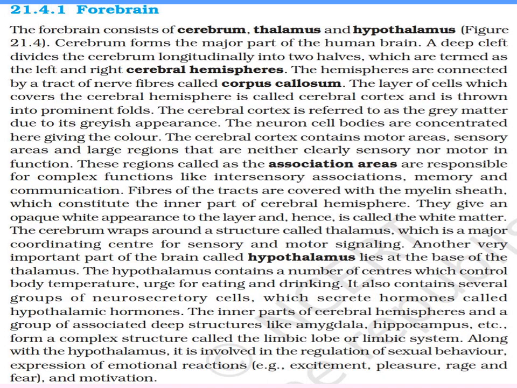These fibers give an opaque white appearance to the layer, and hence it is called the white matter, which is pretty much on the inner side. The cerebrum wraps around a structure called the thalamus, which is the major coordinating center for sensory and motor signaling. Most of the sensory information from the sense organs passes through the brain and reaches the thalamus.